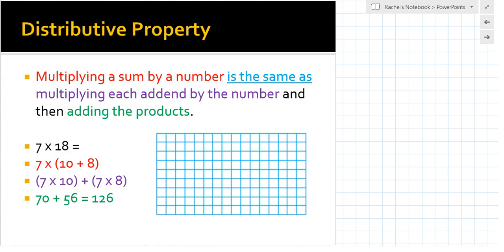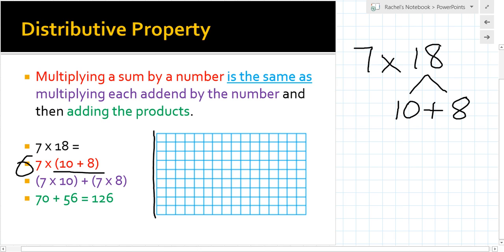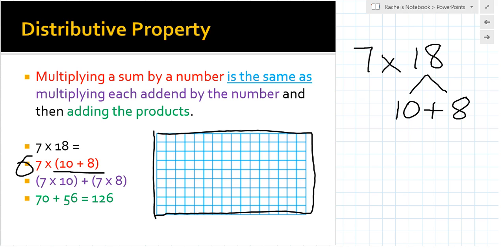So multiplying a sum by a number is what we see in this red. We're multiplying the sum of 10 plus 8, which is 18, and we're multiplying it by the number 7. So instead of 7 times 18, we're taking that 18 and we're finding two add-ins that we can break apart into two smaller problems. Yesterday we were using the grid paper to help us keep track of how many rows and how many were in each row to see that multiplication and how it's tied to an array.